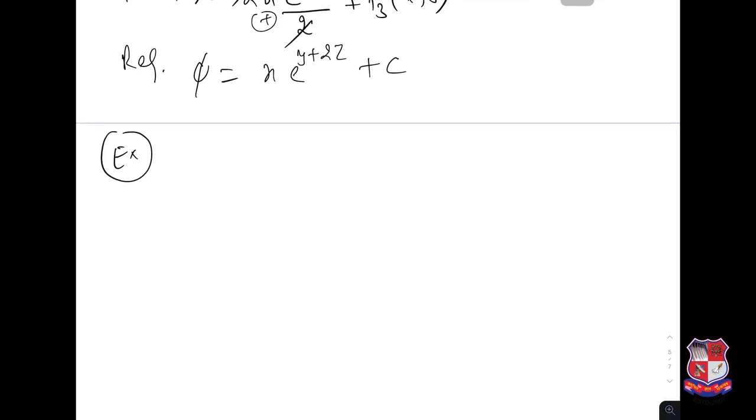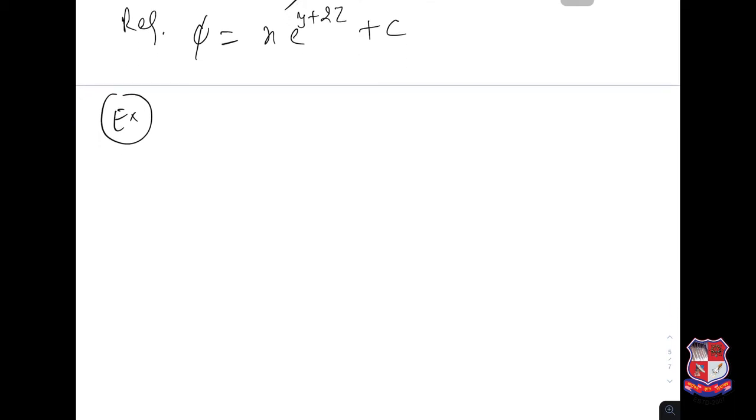First we need to check whether the function is irrotational or not. If it is irrotational, only then we can find the scalar potential function phi. So let us check one example.